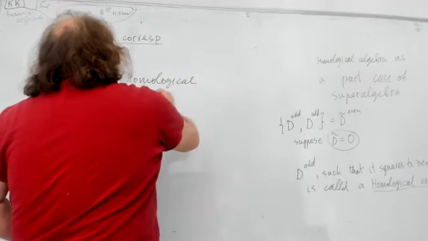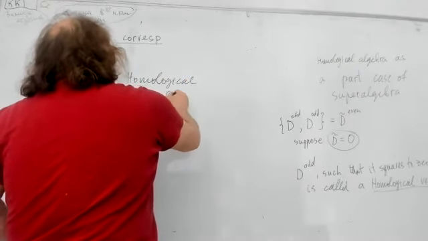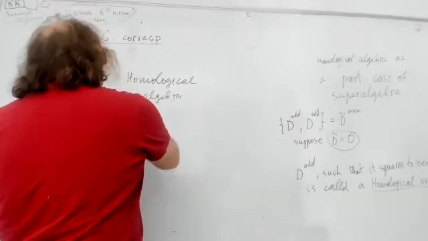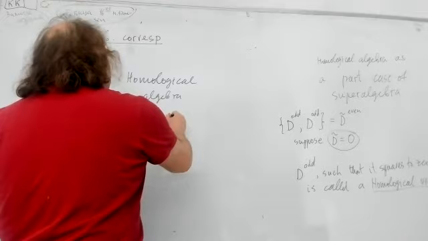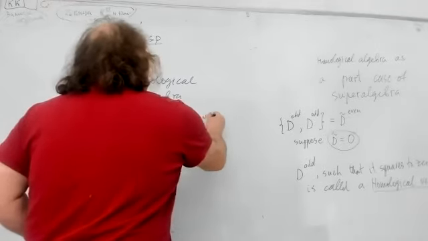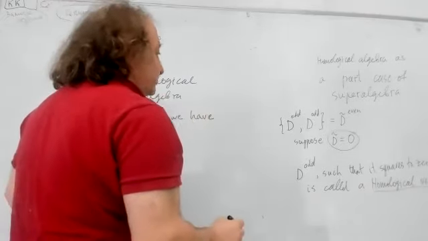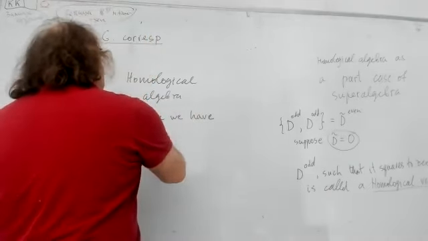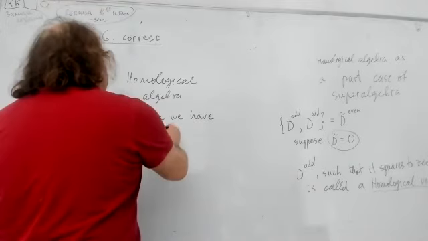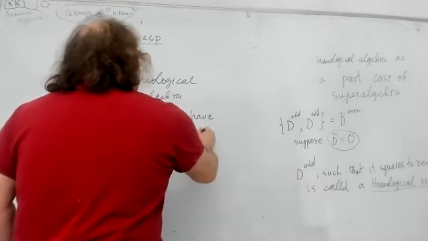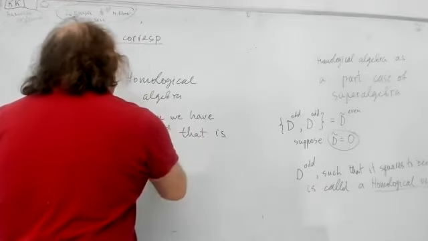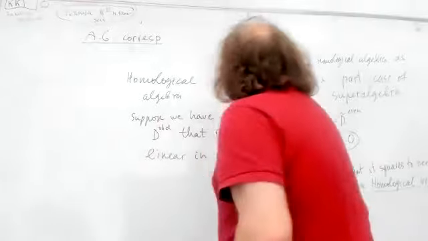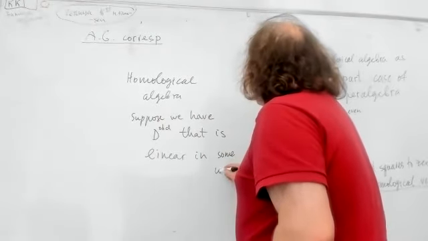Homological algebra comes as follows. Suppose you have d odd that is linear in some coordinates.